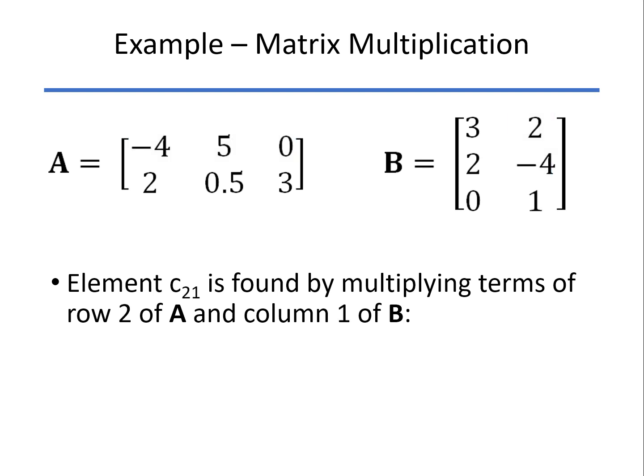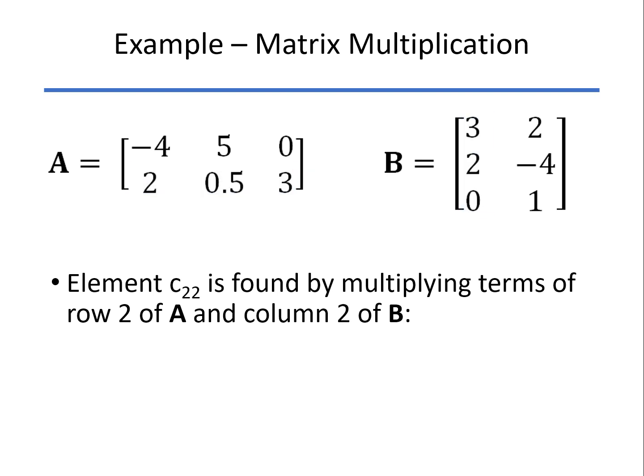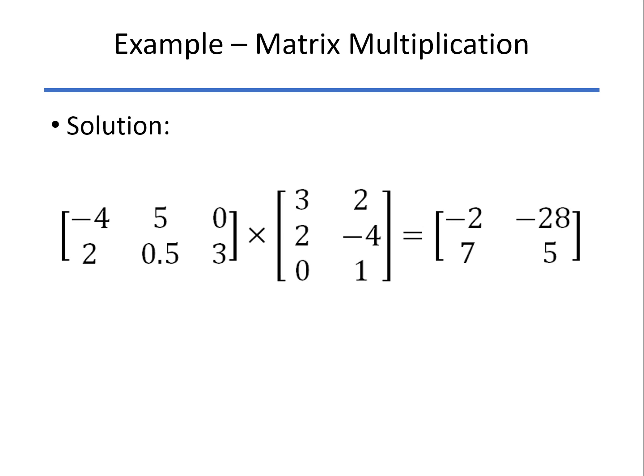And so on with C21, second row of A, first column of B. I'll skip over the math. You can check that if you'd like. And C22, second row of A, second column of B, and so there is our answer.